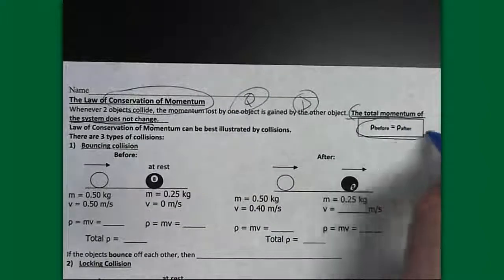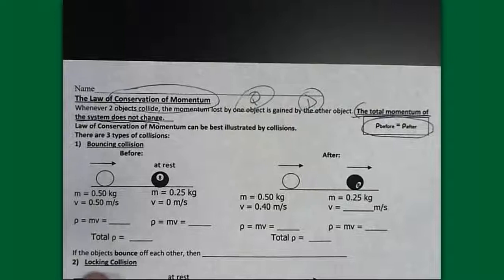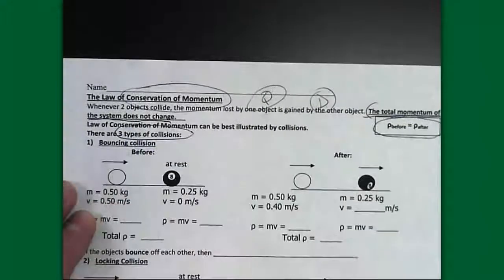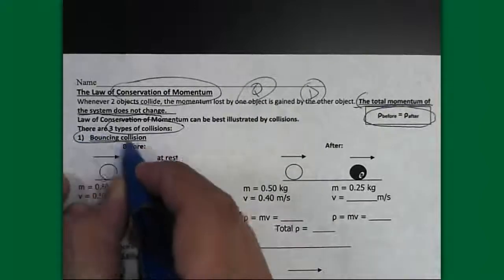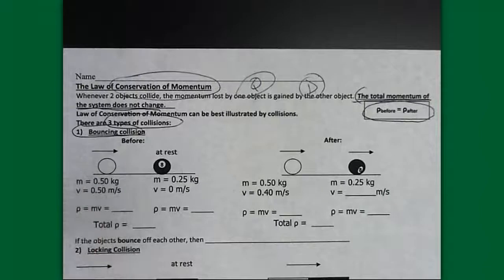In other words, rho before equals rho after. Remember, rho stands for momentum. Okay, so let's talk about collisions. There's three specific types of collisions that we're going to talk about in this class. Again, conservation of momentum doesn't always have to do with collisions, but in this class, the most common examples of the conservation of momentum will be collisions. We have a bouncing collision where two objects come together, bounce off of each other, and move apart separately.